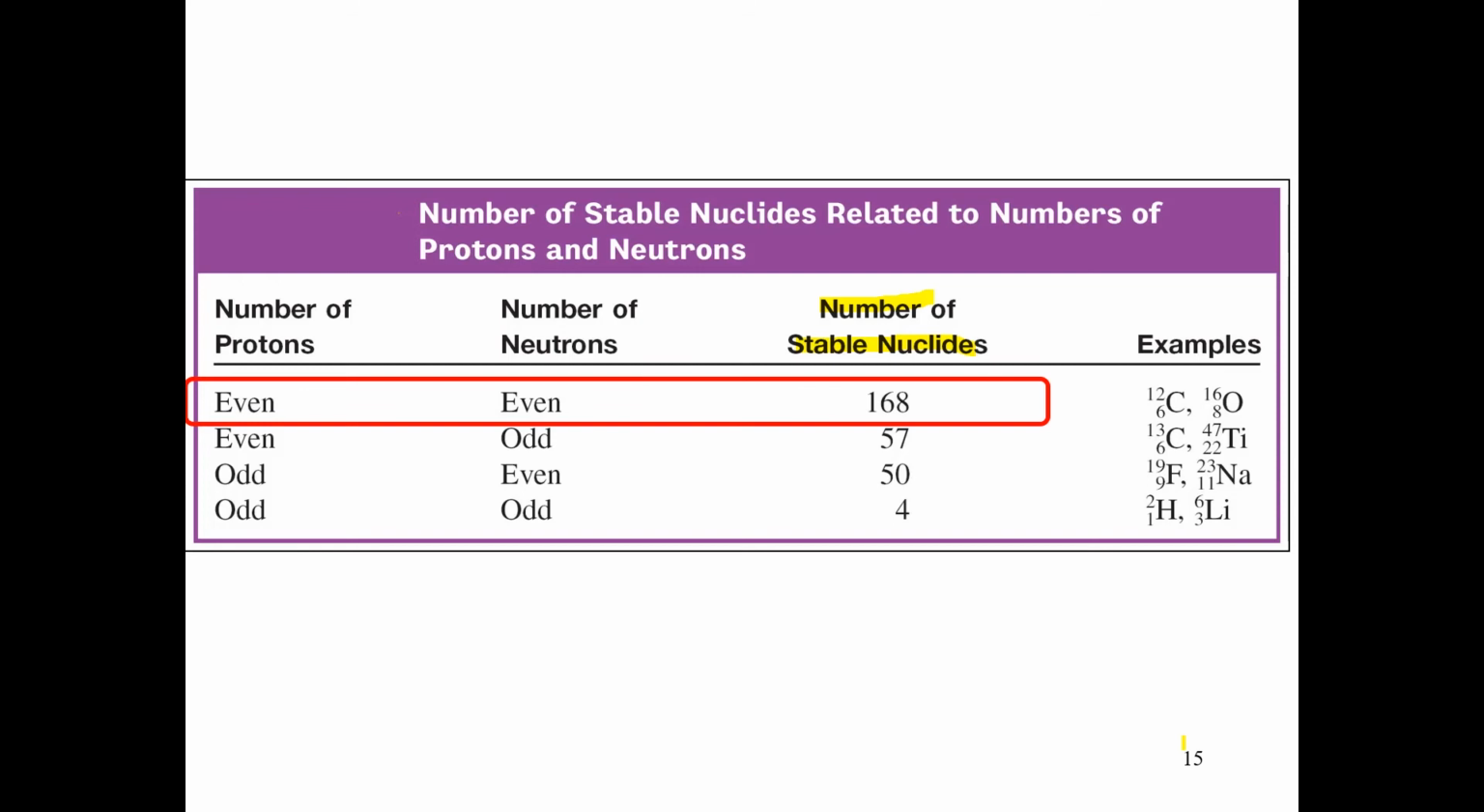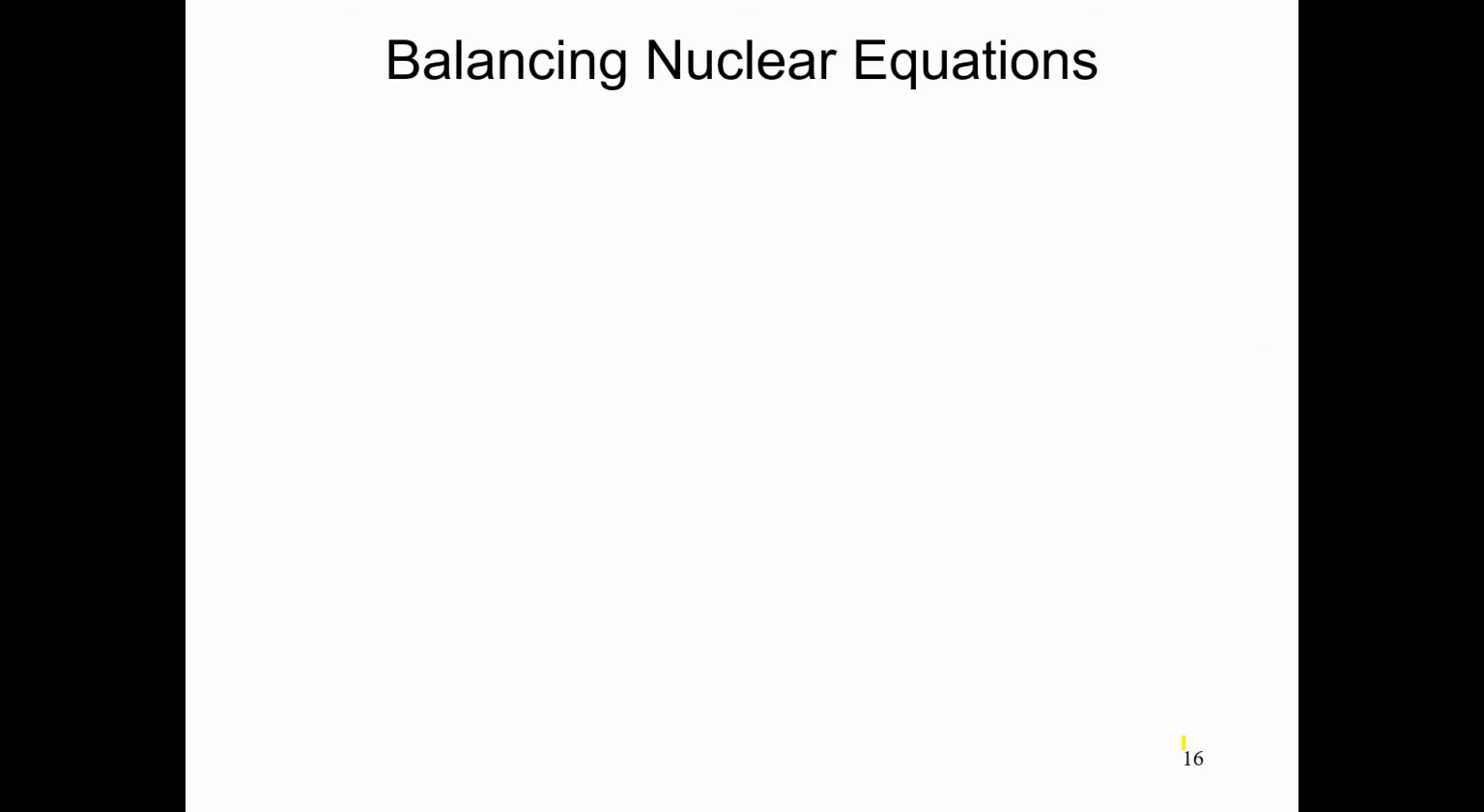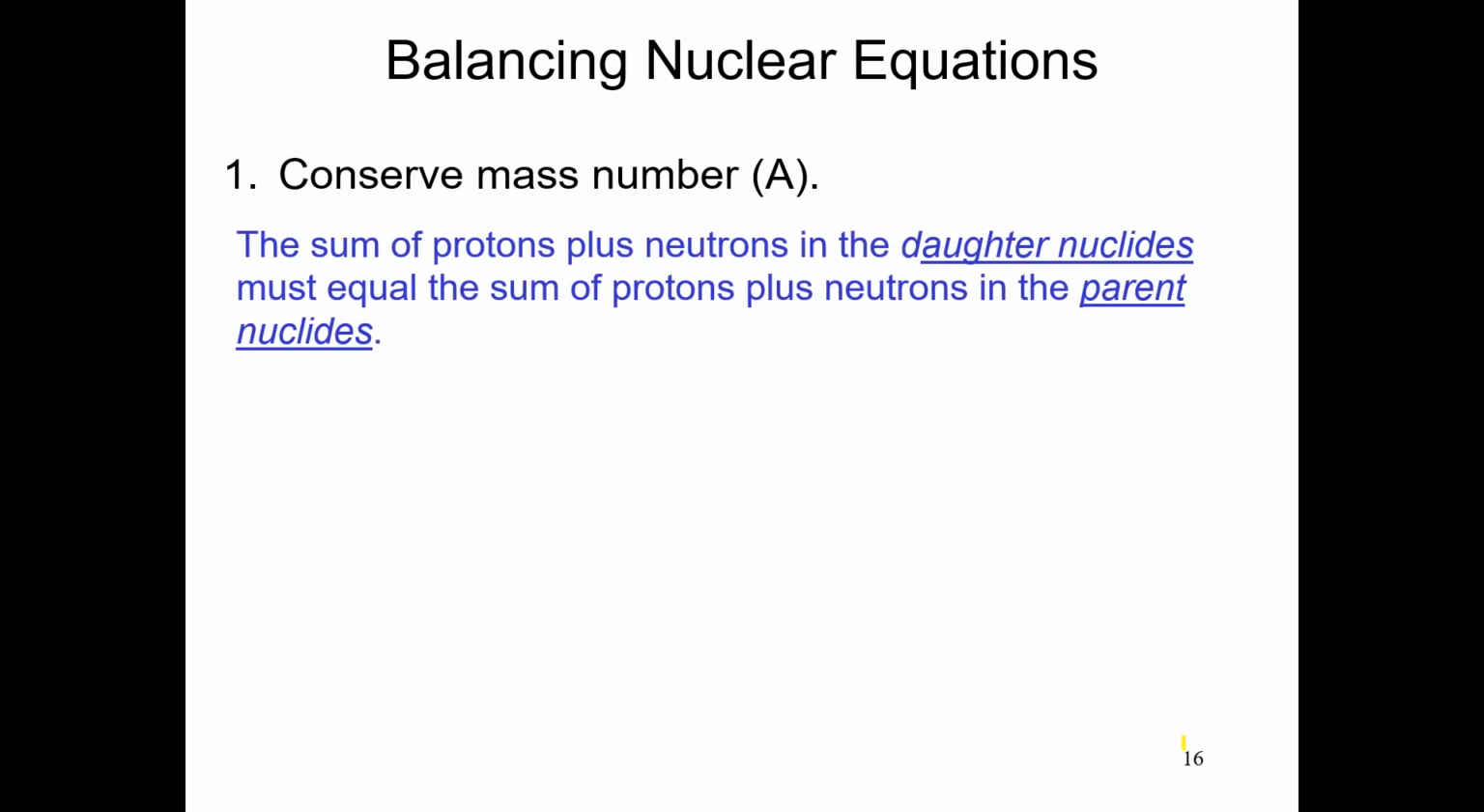Okay, so now we know what are the types of particles that we are going to be dealing with. So when you have a nuclear decay event, we're going to call it a nuclear reaction, we can also write nuclear equations similar to the chemical equations we wrote in Chem 1A to describe chemical reactions. So here are the rules. Number one, when you write a nuclear equation, you have to conserve the mass number. In other words, the sum of protons plus neutrons in the daughter nuclides must equal the sum of protons plus neutrons in the parent nuclides.